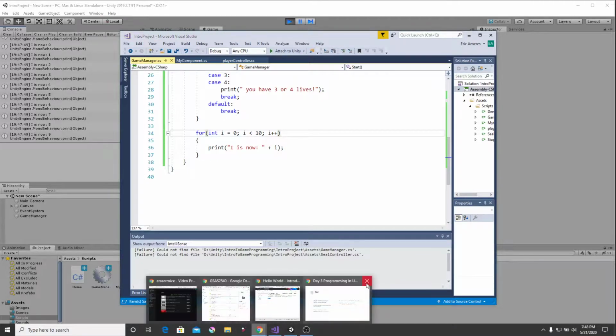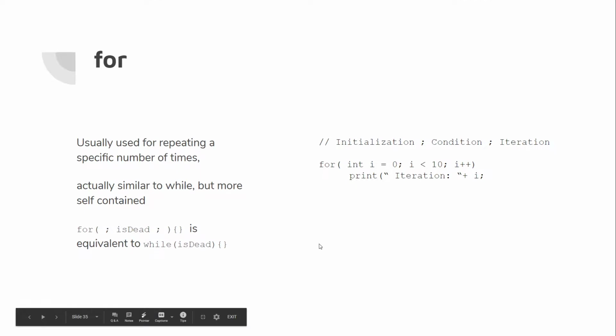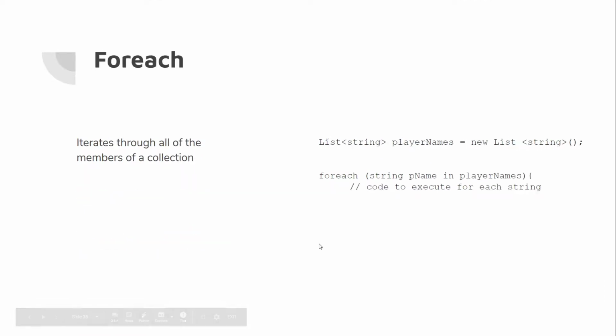Jump back over to our presentation here. For loops, very, very simple. Now, foreach is very similar to the for loop, but it iterates through members of a collection. We haven't covered collections yet. Collections are groups of similar slots for variables. It can be an array, it can be a string.